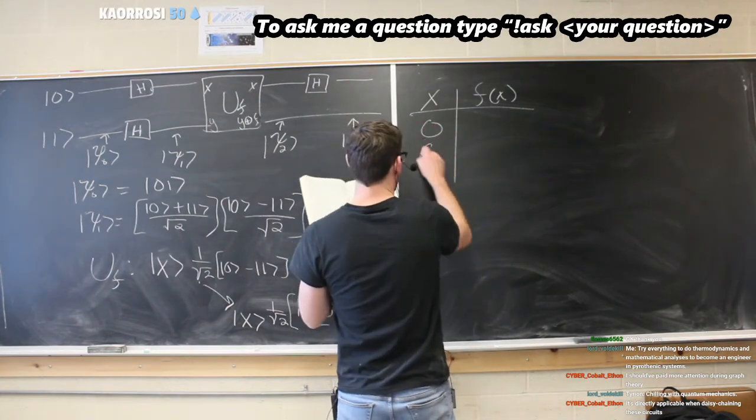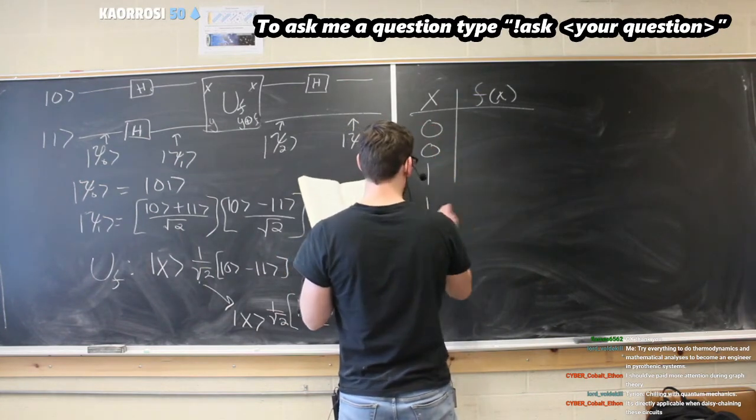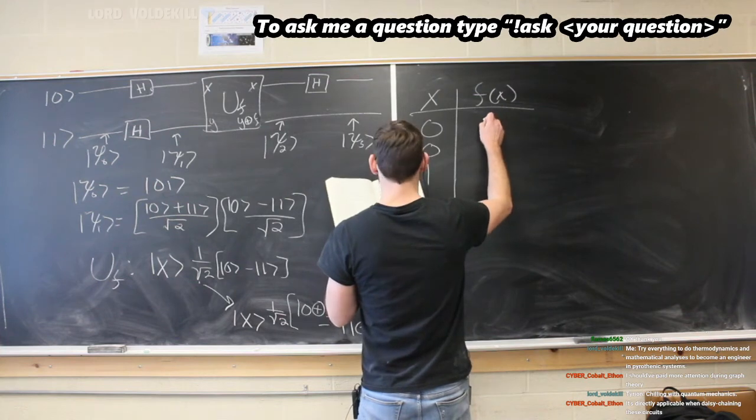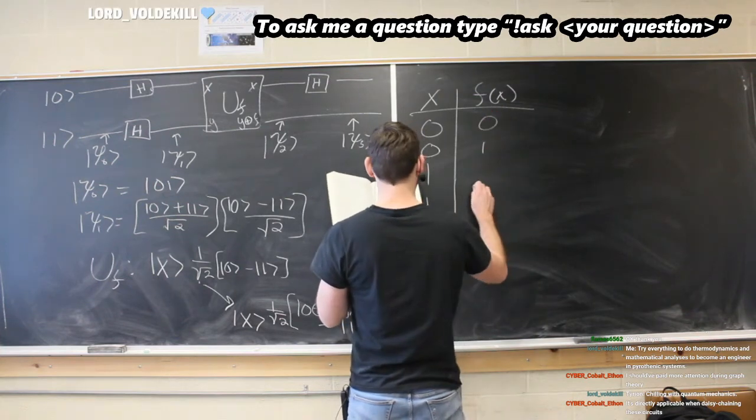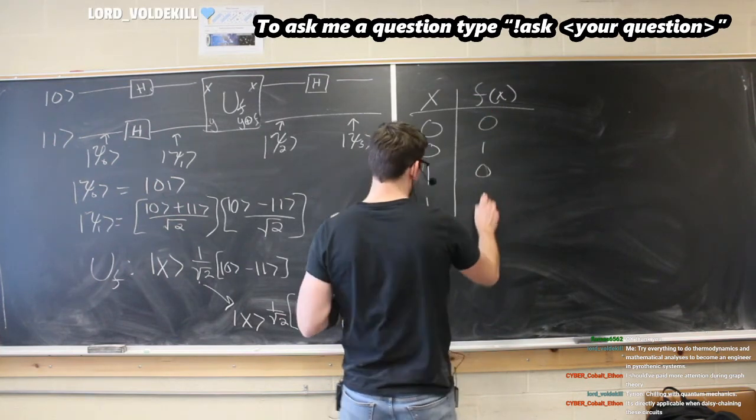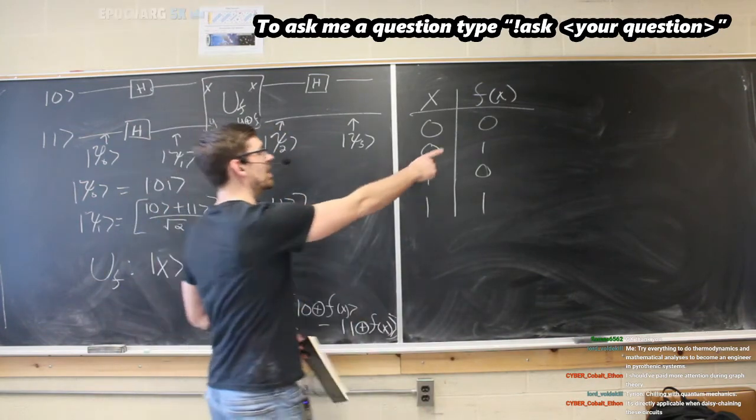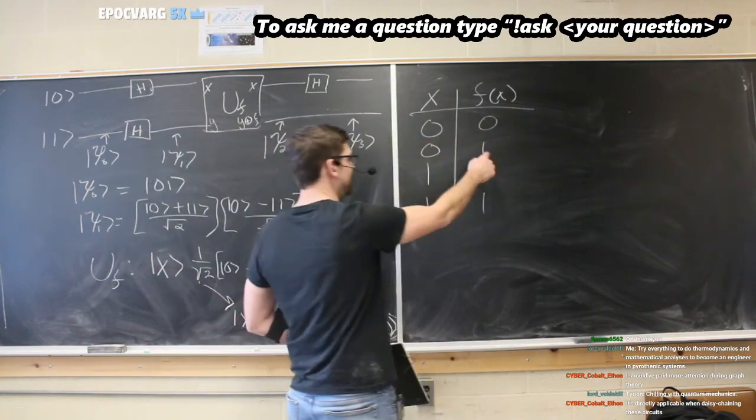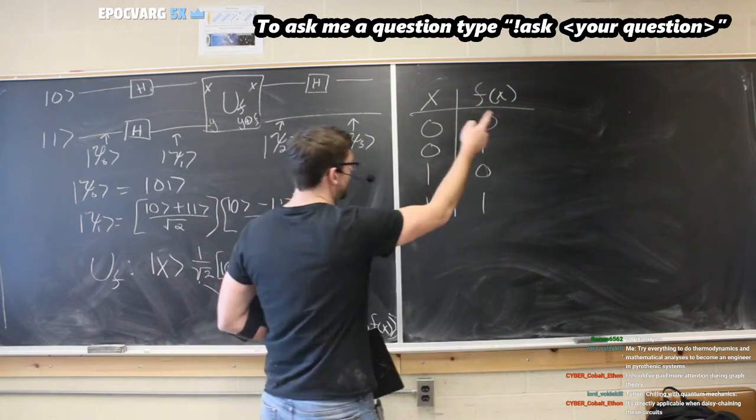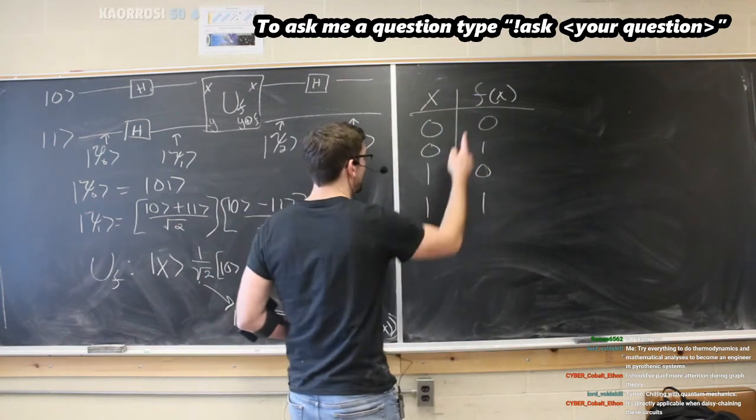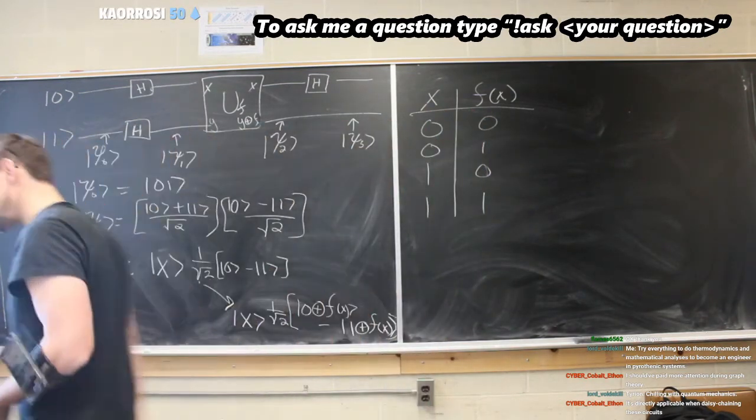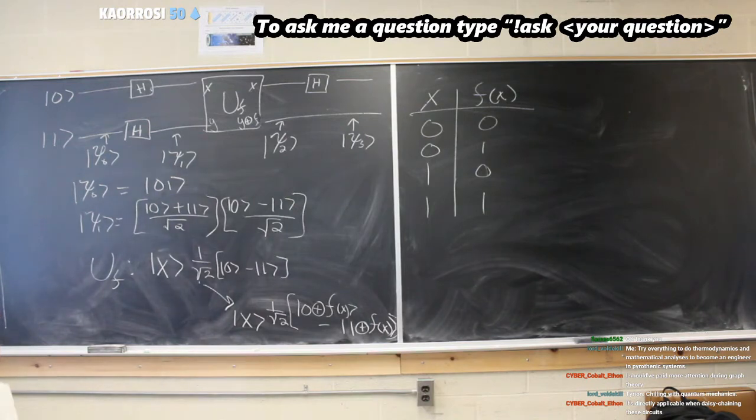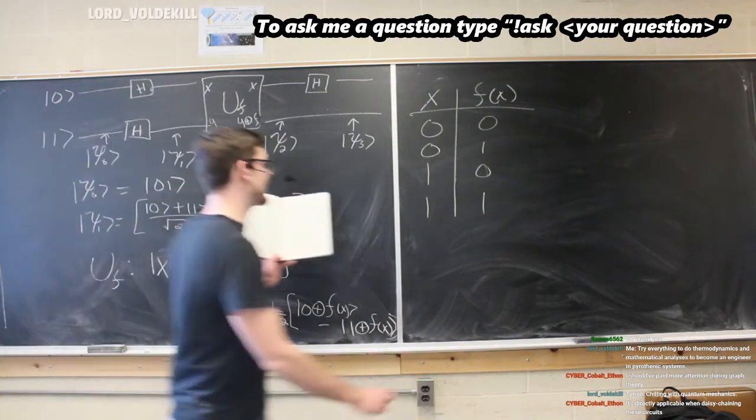So x is going to have two values, 0 and 1, and f of x is going to have two values, 0 and 1. But we have to write all the permutations of them, so that's 4 permutations together. When x is 0, f of x is equal to 0. When x is 0, f of x is 1. When x is 1, f of x is equal to 0. And when x is 1, f of x is equal to 1. Okay? Now, this is going to have repercussions for the transformation.